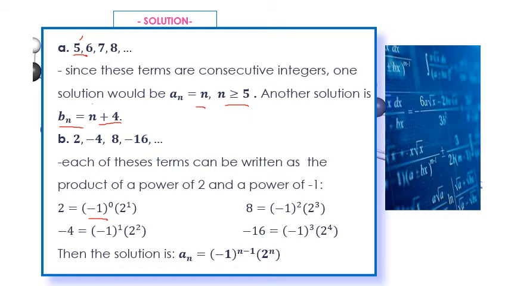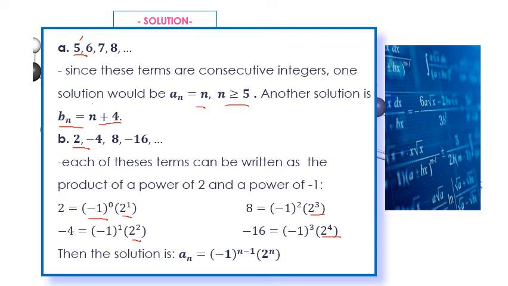Tanaw mo naton nga ang aton nga term is 2, negative 4, 8, 16. So, they are power of 2. So, 2 raised to the power of 1, 2 raised to the power of 2, 2 raised to the power of 3, and 2 raised to the power of 4. But, ang kinalain ng nila sa sign. So, hambal ko, gamiton natin ang alternating nga formula, which is negative 1 raised to the power of.